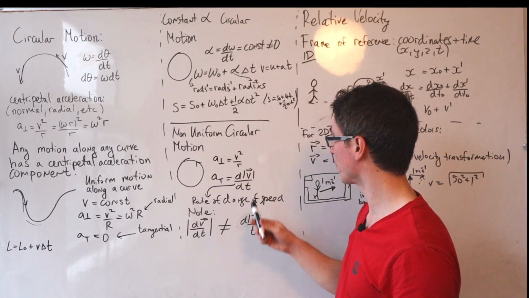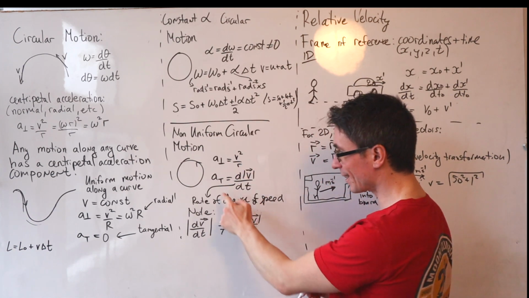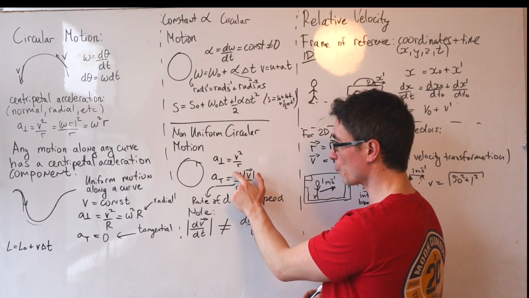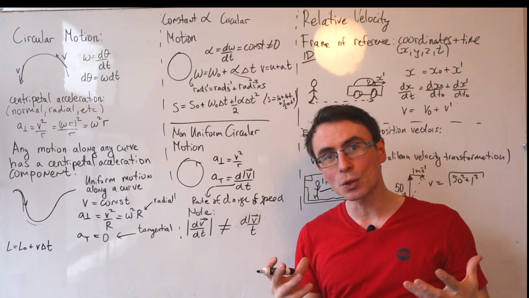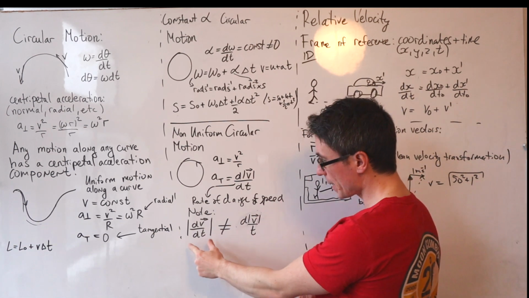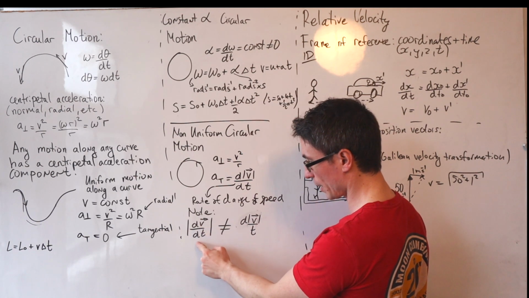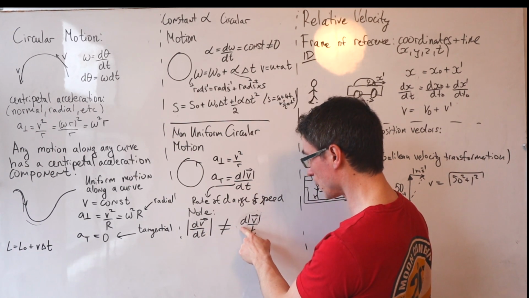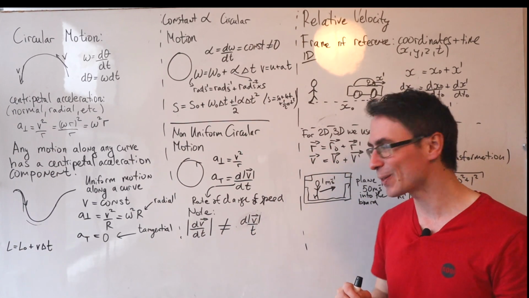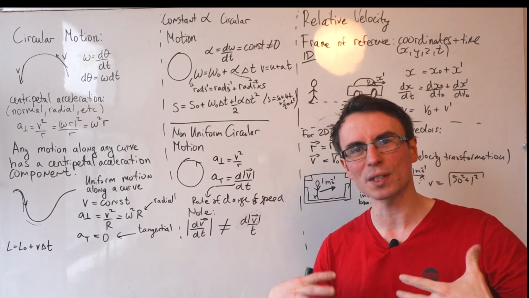The perpendicular component will be given by v squared divided by r, and the tangential component will be given by the derivative of the magnitude of the velocity vector with respect to time. Please note that there's a big difference between the magnitude of dv by dt and the derivative of the magnitude of v over t. I know they look really similar, but if we think about it, this here is really the derivative of the speed.